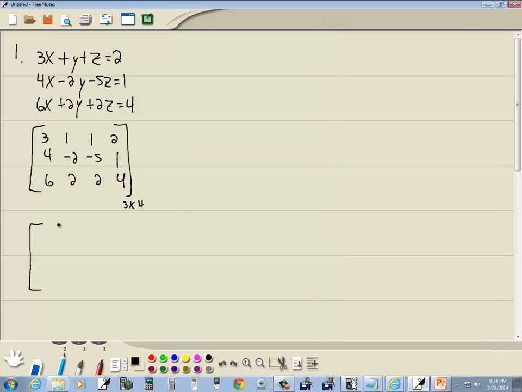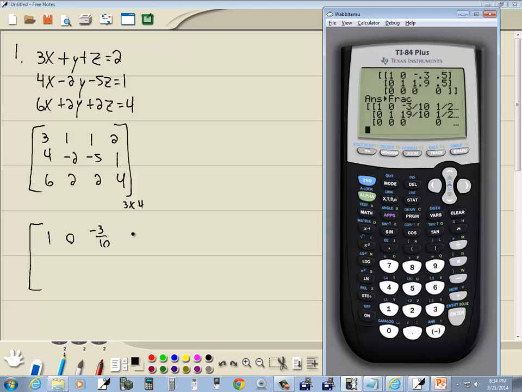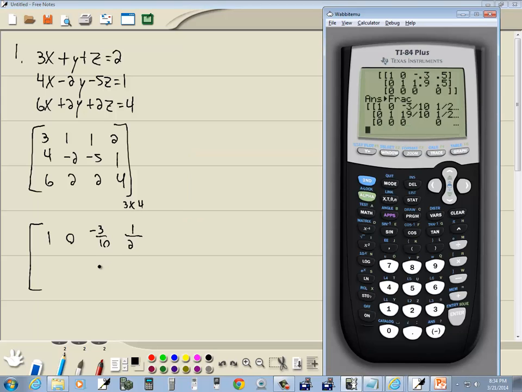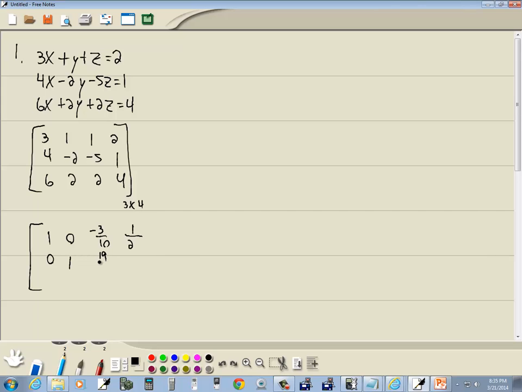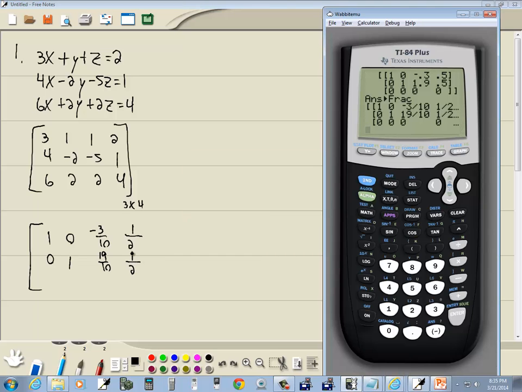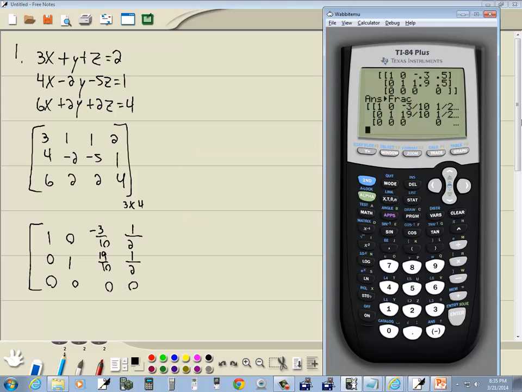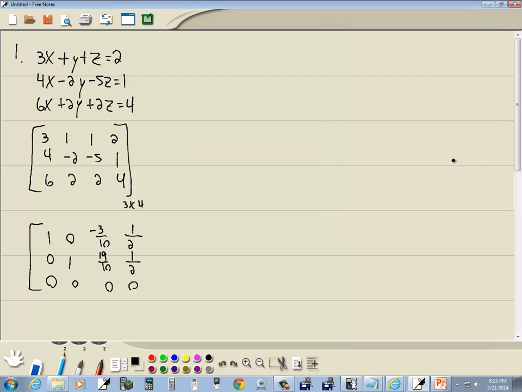So we got 1, 0, negative 3/10, 1 over something, probably half, but maybe not. And then 0, 1, 19/10, and maybe 1 over 2, probably 1 over 20 though. And last row is all zeros. Now these 3 little dots on the right hand side mean there's possibly more to the right that we can't see. So we'll press our right arrow key, and those are 1/2. They're not 1 over 20. So this is what we came up with.